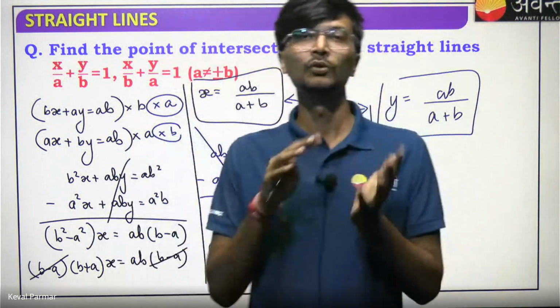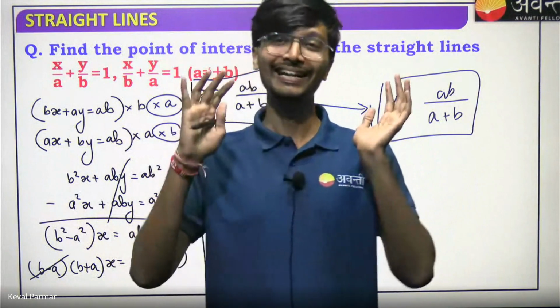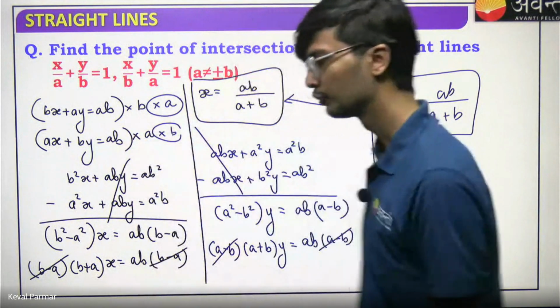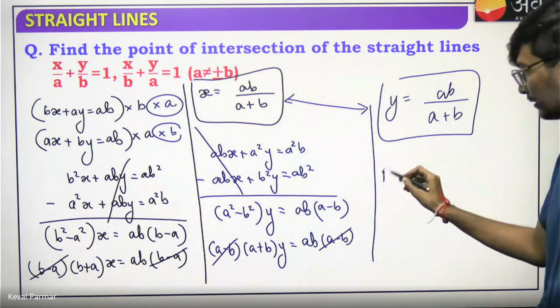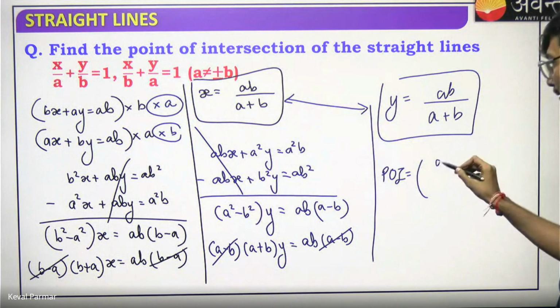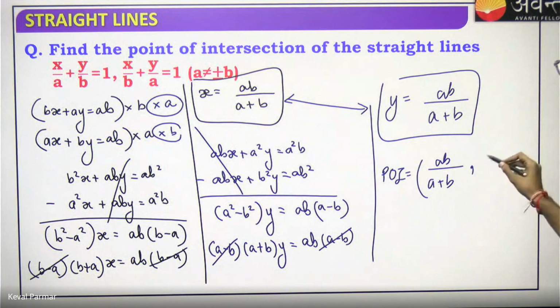So I hope you know how to find the point of intersection. We just have to solve them simultaneously. And I also hope you know how to solve simultaneously, which we have been doing from school days. So if you understood this question, the point of intersection is x comma y, that is ab upon a plus b, comma ab upon a plus b.